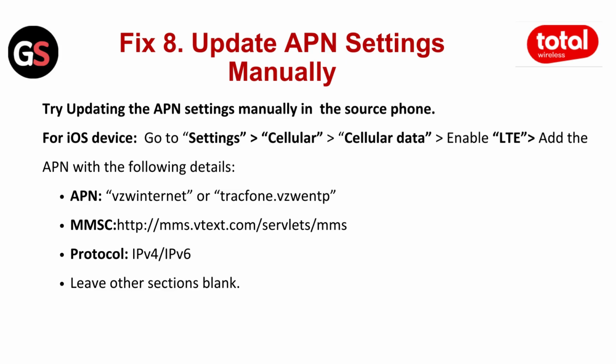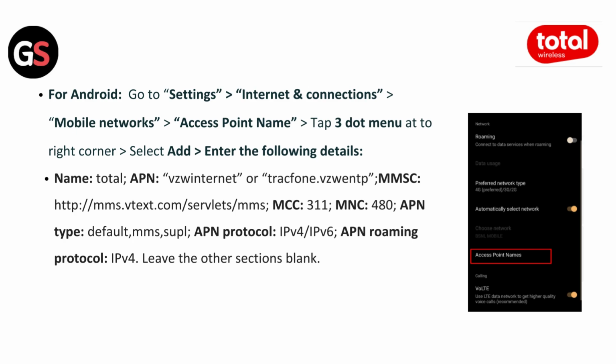Leave other sections blank. For Android, go to Settings, then Internet and Connection, go to Mobile Network, then Access Point Name, tap the three-dot menu at the right corner, select Add, then enter the following details: name Total, APN VZW Internet or TracPhone, VZWENTP, MMSC http mms.vtext.com/servlet/mms, MCC 311, MNC 480, APN type default, MMS, supl, APN protocol IPv4 or IPv6, APN roaming protocol IPv4. Leave the other sections blank.